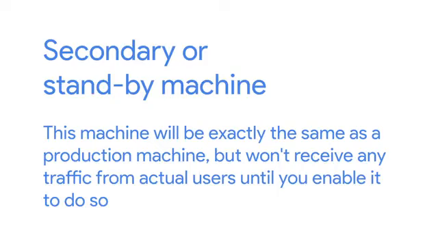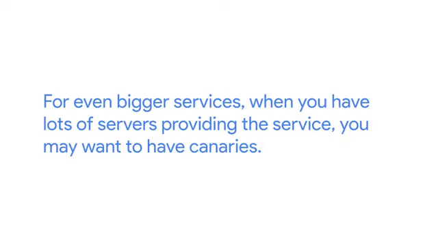If you're in charge of an important service that you need to keep running during a configuration change, we recommend that you have a secondary or a standby machine. This machine will be exactly the same as a production machine, but won't receive any traffic from actual users until you enable it to do so. In this case, once you've tested your changes in the test environment and are ready to deploy them to production, first, apply the changes to the secondary machine. Once the changes have been applied, make the standby machine the primary machine, and then apply the changes to the other machine.